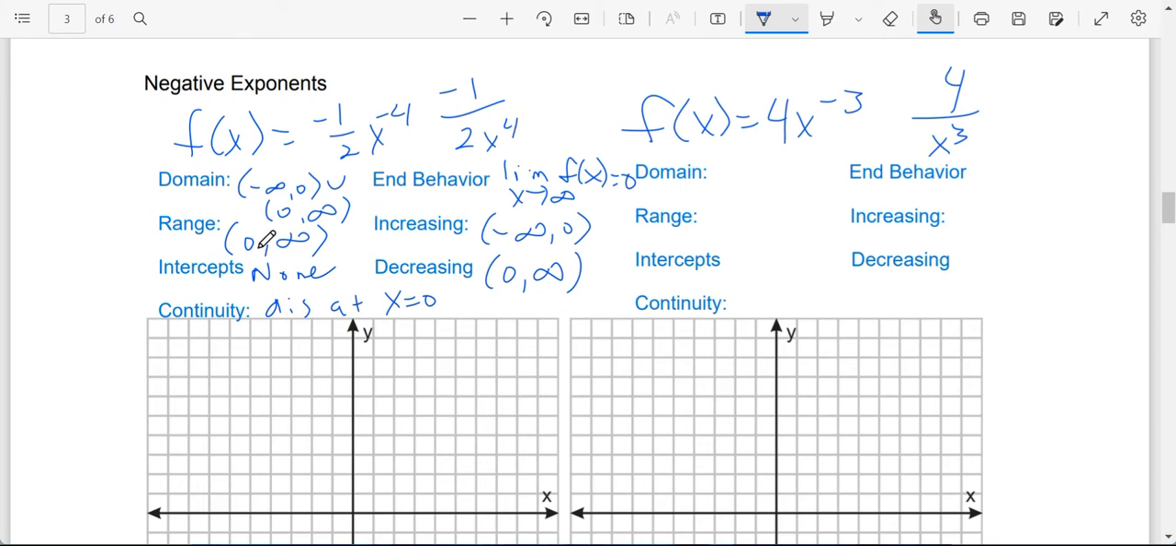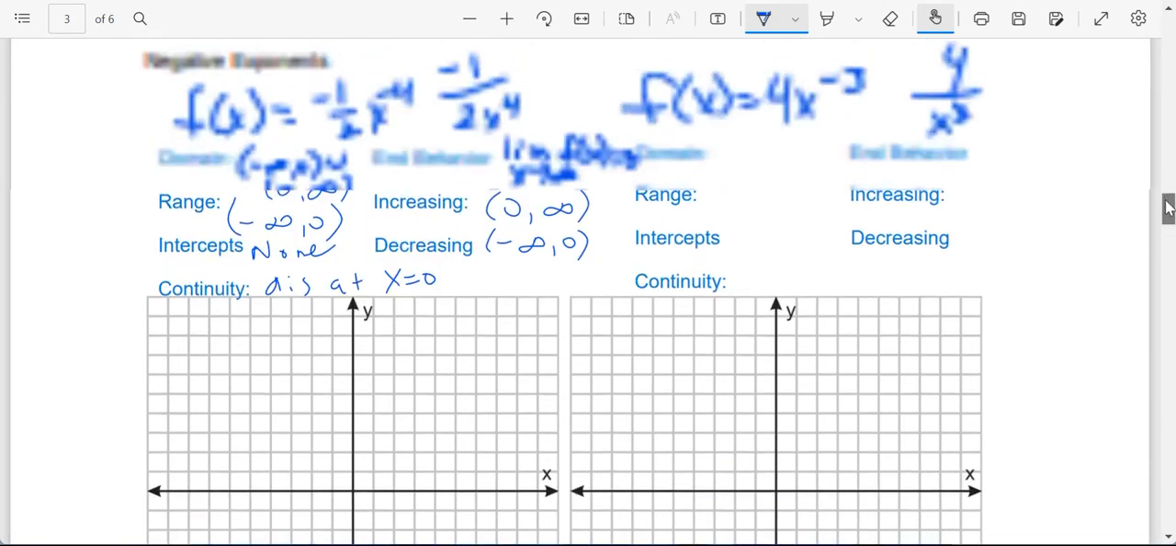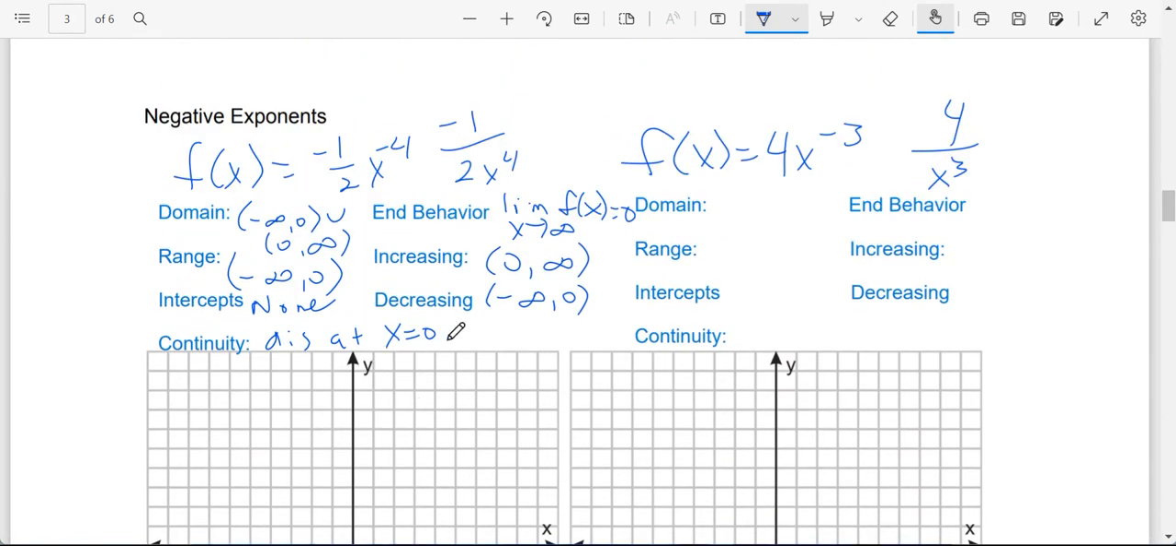Also, range 0 to infinity. Why? Because look, even power. No, I just realized that I was looking at the wrong answers to this. I'm sorry. So the range is actually different, because this is negative, and x to the fourth is always going to be positive. So let me fix that up. All right, adjusted the increasing, decreasing, and the range for us. So range is negative infinity to 0, because we're going to be living down here in the third and fourth quadrants. Discontinuous at x equal to 0.